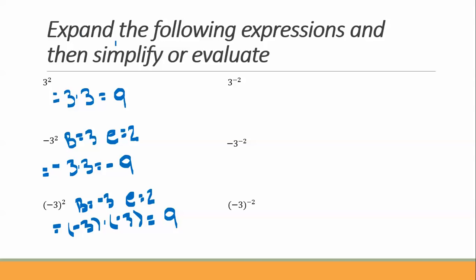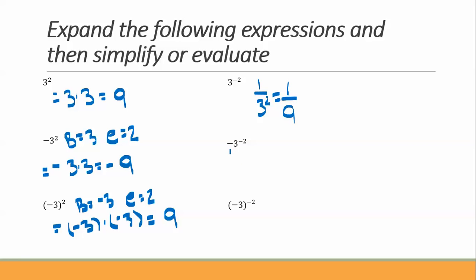Now we're doing the same things as these three, only it's a negative exponent. So this is 3 to the negative 2. That means we have 1 over 3 squared. We already found out what 3 squared was. 3 squared was 9. So this is 1 over 9.